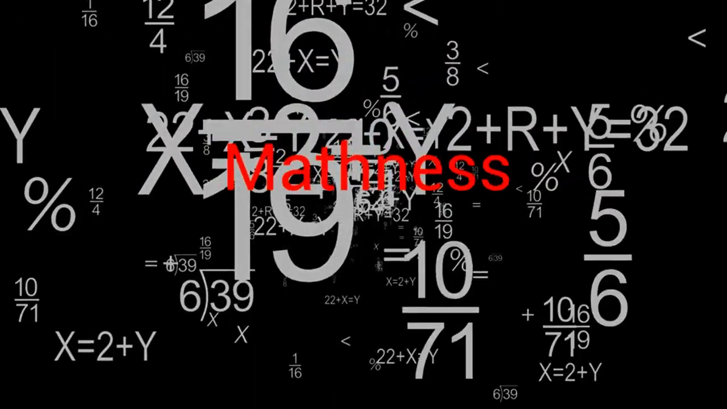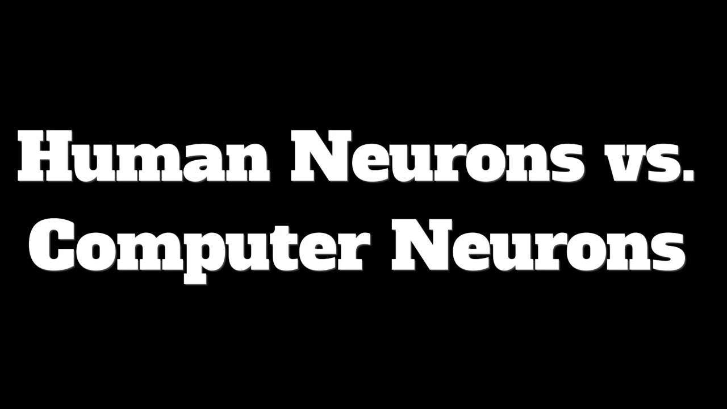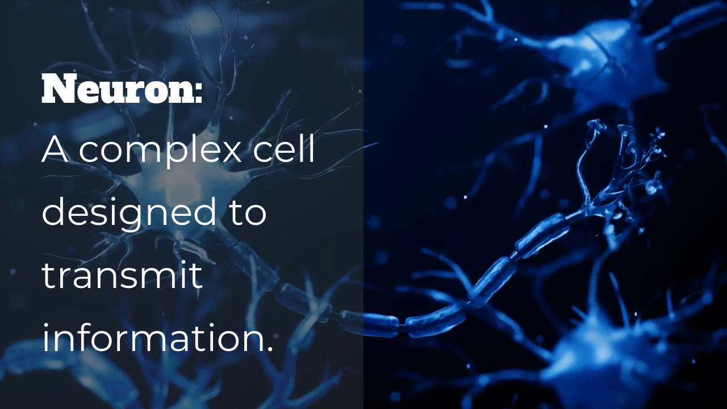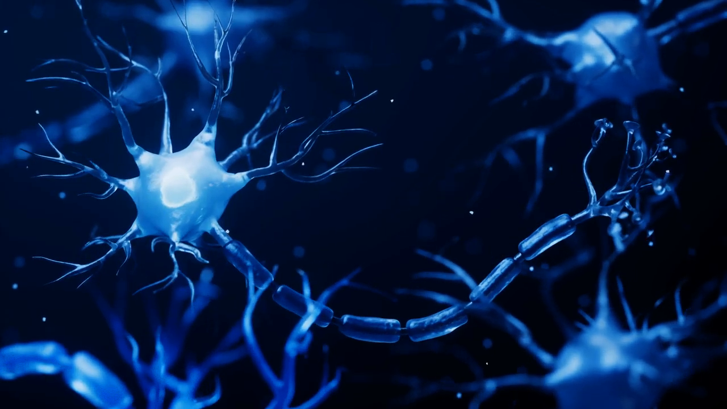Today, we're diving into a fascinating topic: how computer neurons differ from human neurons. Let's start with human neurons. These are the building blocks of our brain. Each neuron is a complex cell designed to transmit information throughout our body.